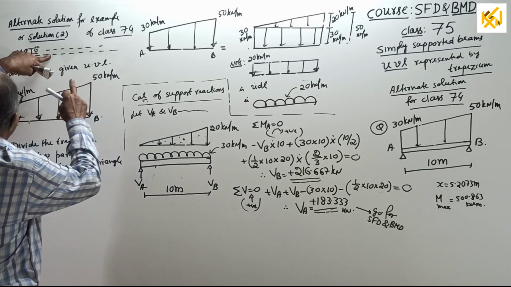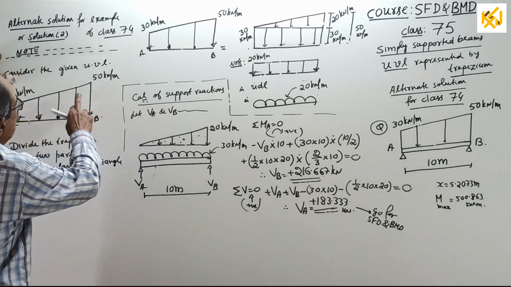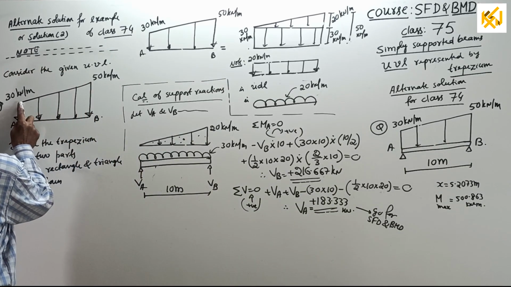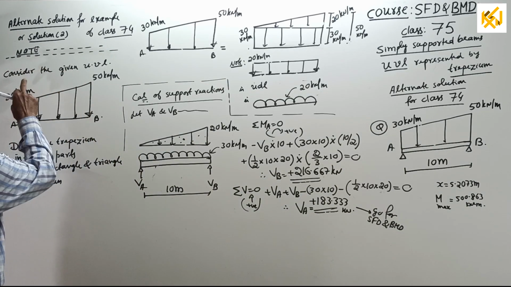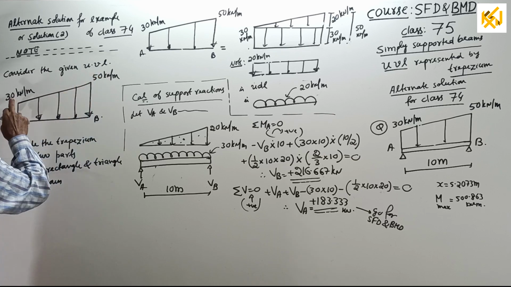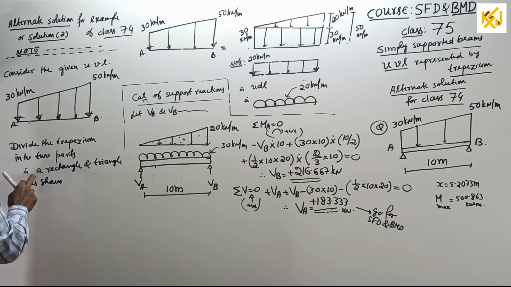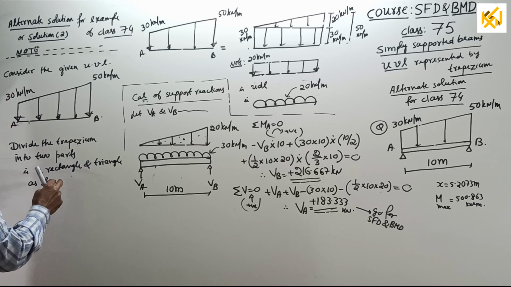Note, what we will do is divide the trapezium into two parts. Like this, you get one rectangle and one triangle. I have written here: consider the given UVL. This is the given UVL. Divide the trapezium into two parts, that is a rectangle and a triangle, as shown.